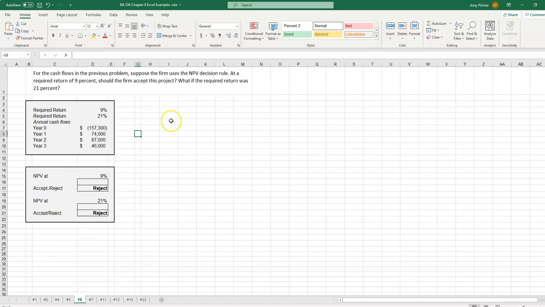Now we're going to calculate the net present value, and we're going to use the same number of cash flows, and we're going to calculate the net present value of a project at 2 different required returns. First, we're going to look at the time value of money table calculations, and then we'll use an Excel formula. So we have year 1, 2, and 3, and we want the factors for 9%.